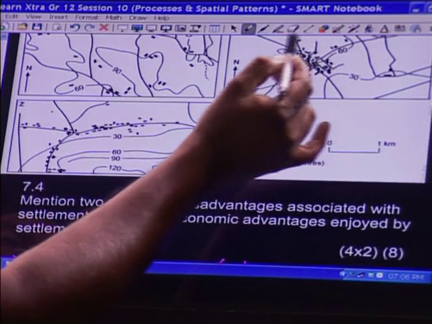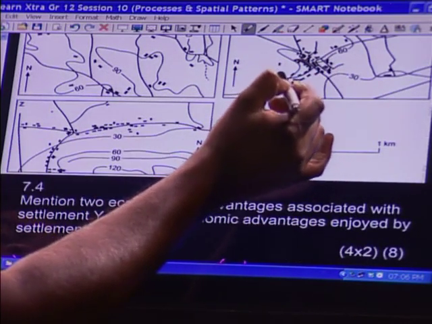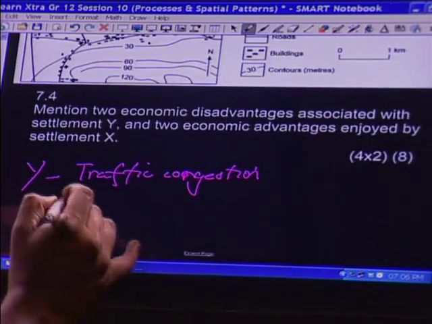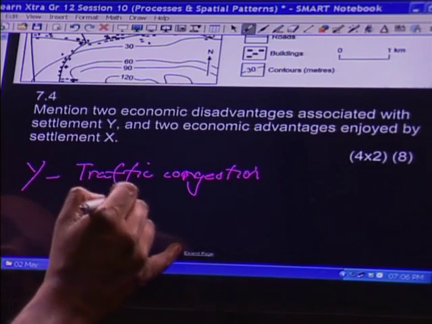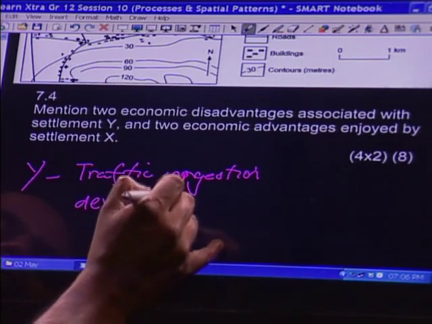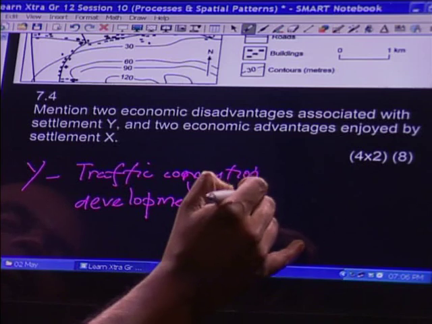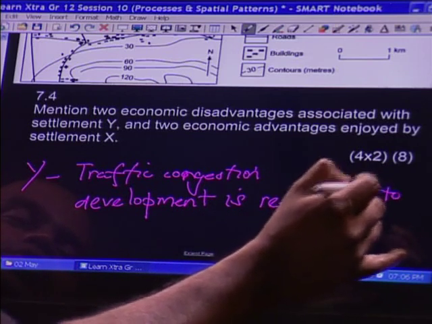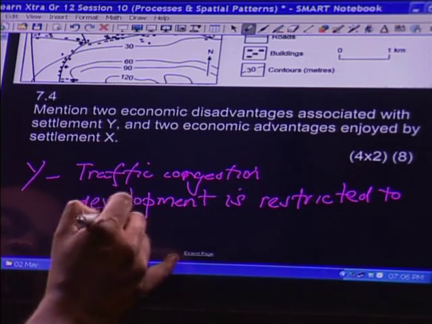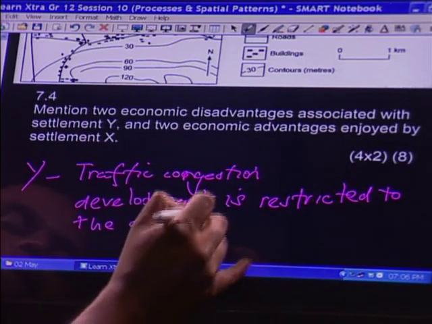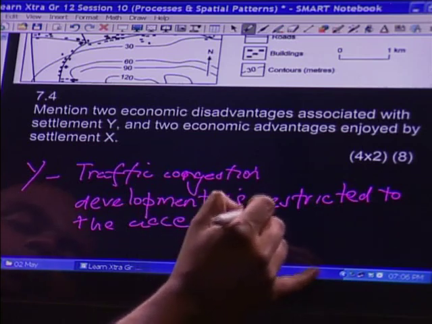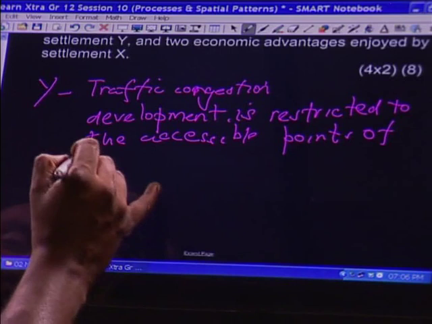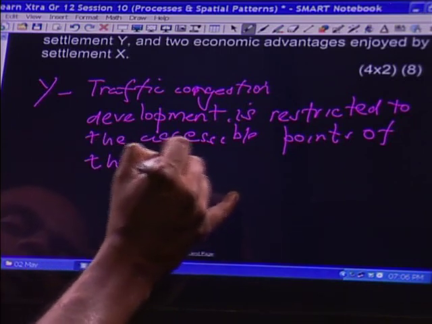What happens is, as there is a convergence pattern emerging with a crossroad nucleation, development is restricted to the accessible points of the crossroad.